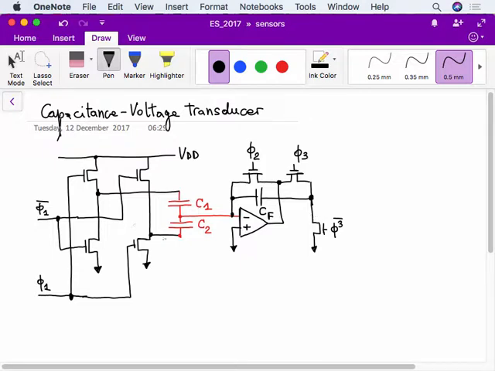So all transistors are NMOS transistors. You basically have 3 different control voltages, Phi1, Phi2 and Phi3.